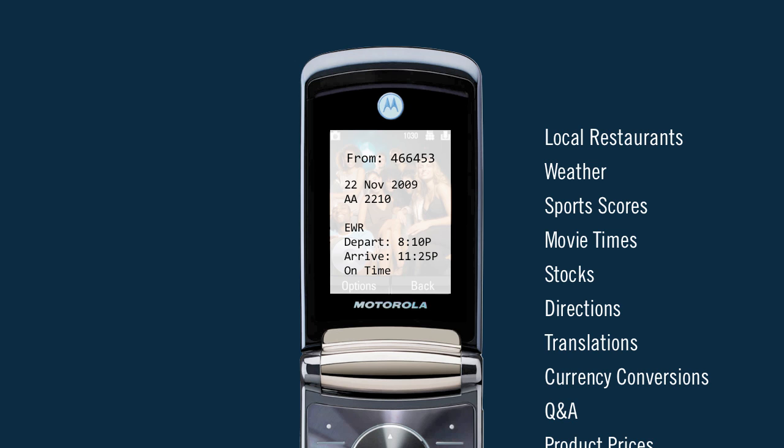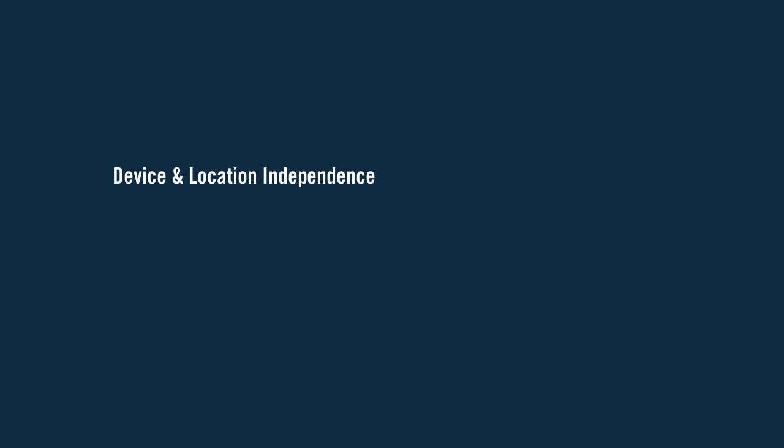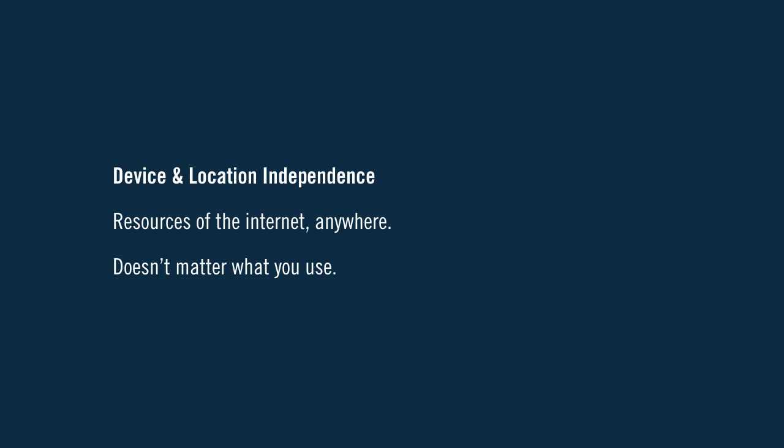And it's also device independent. I just had a BlackBerry there, but you can use a regular flip phone that has half of the capabilities. This phone can't even get on the internet, and you can still get all the same information. So, device and location independence: the resources of the internet anywhere, regardless of what device you use.